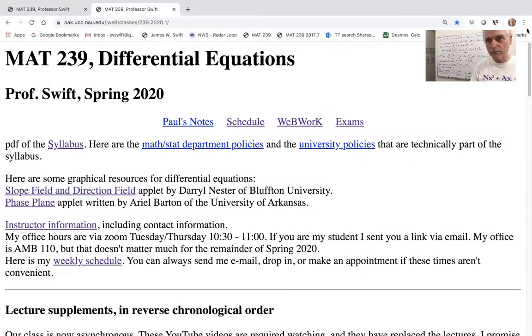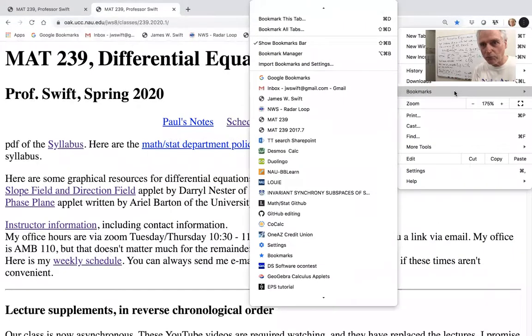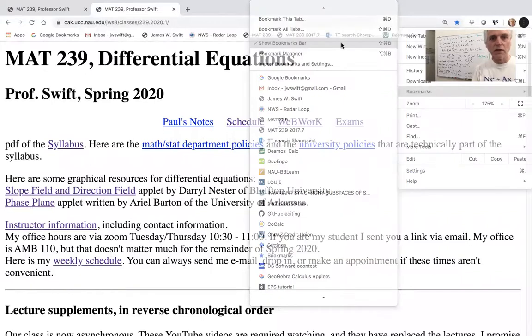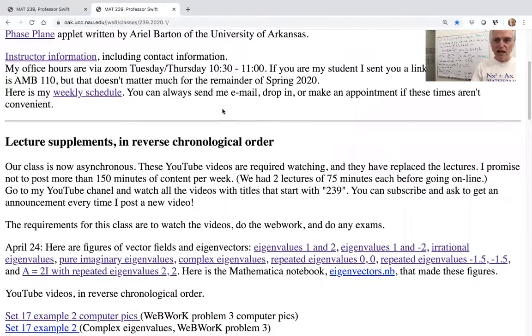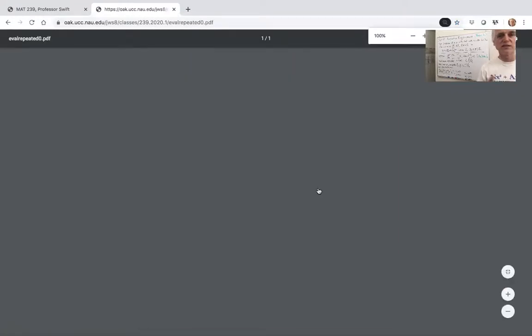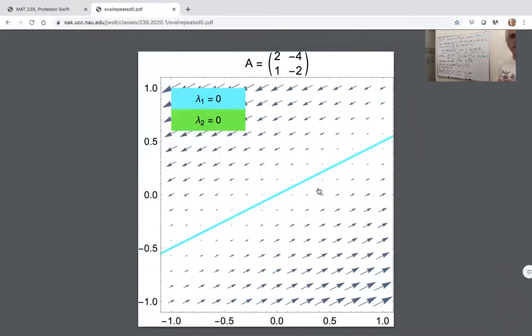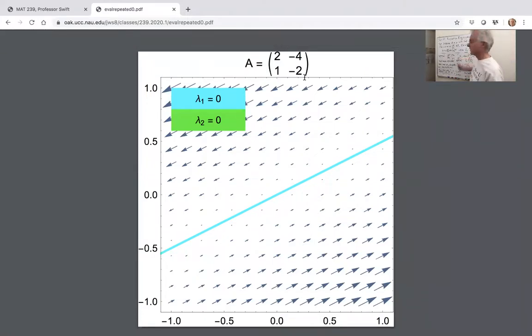Okay. Actually, let's make a little bit more room by not showing the bookmark bar. Okay. So here's our familiar website. Let me first show the repeated eigenvalue 0, 0. This is the vector field that we are talking about. A is 2, negative 4, 1, negative 2, right? 2, negative 4, 1, negative 2.